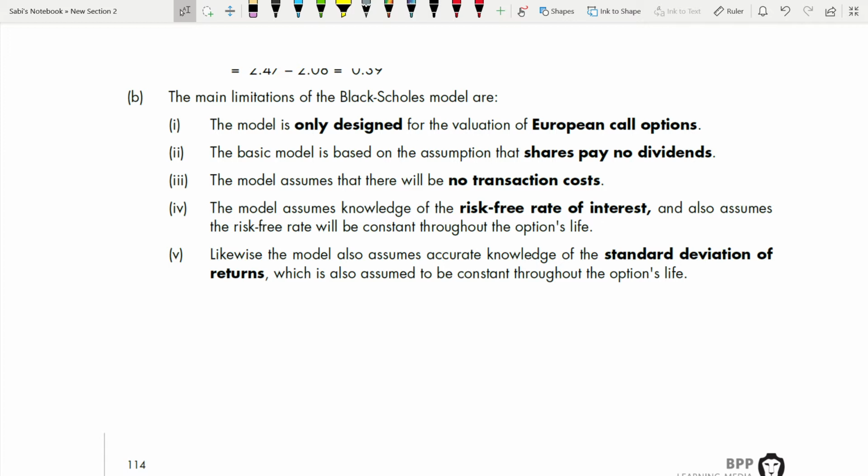Fourth, it assumes the risk-free rate is constant and known, but in reality it is not so easy to know and it will not be constant. Fifth, standard deviation of returns. It assumes that it has an accurate knowledge of the standard deviation and also that it is constant throughout the option's life, which are not true. So now part B is over.